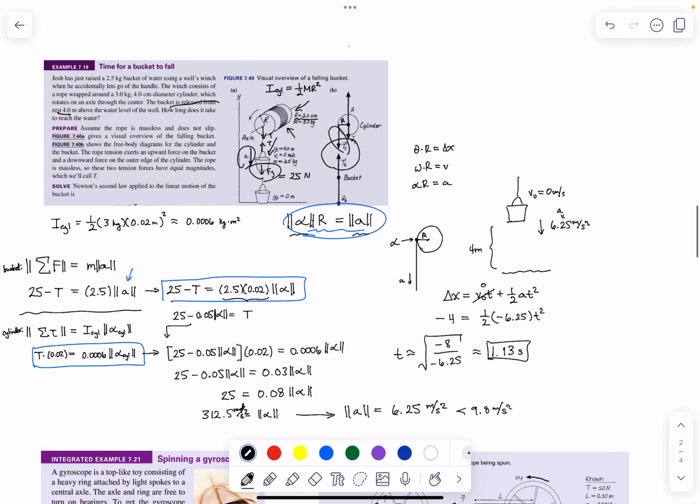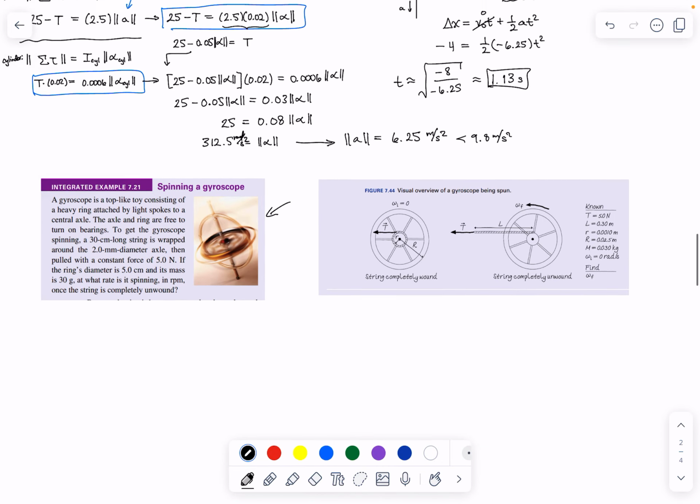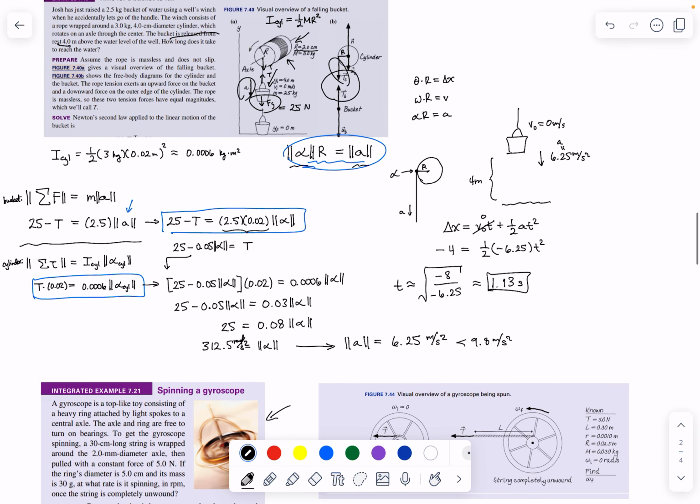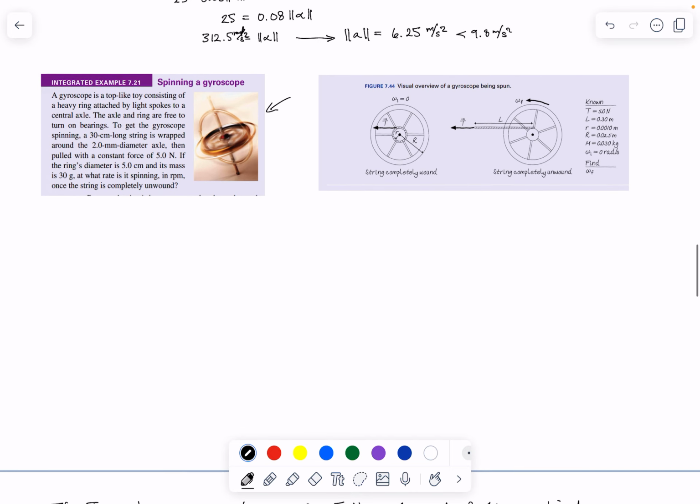But, this is maybe a little bit too involved and a little bit too math heavy. I wouldn't want to get bogged down in a system of equations on rotational motion. Rotational motion is hard enough as it is. So anyway, let's go ahead and do the spinning gyroscope.